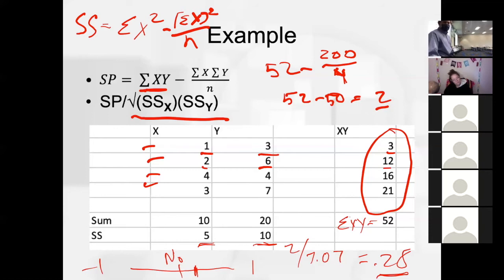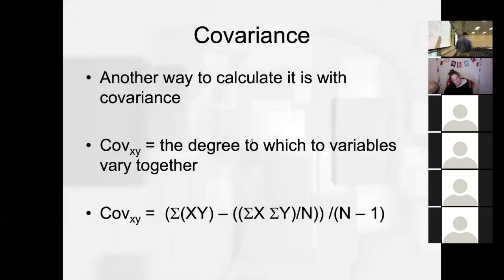All right. So that was one way to calculate correlations. Another way that will give you the exact same answer, it's just a different way of going about it, is with this covariance measure that we're then going to put over the standard deviation. The covariance equation is going to be the sum of x times y minus the sum of x times the sum of y divided by the number of pairs, all divided by n minus 1.